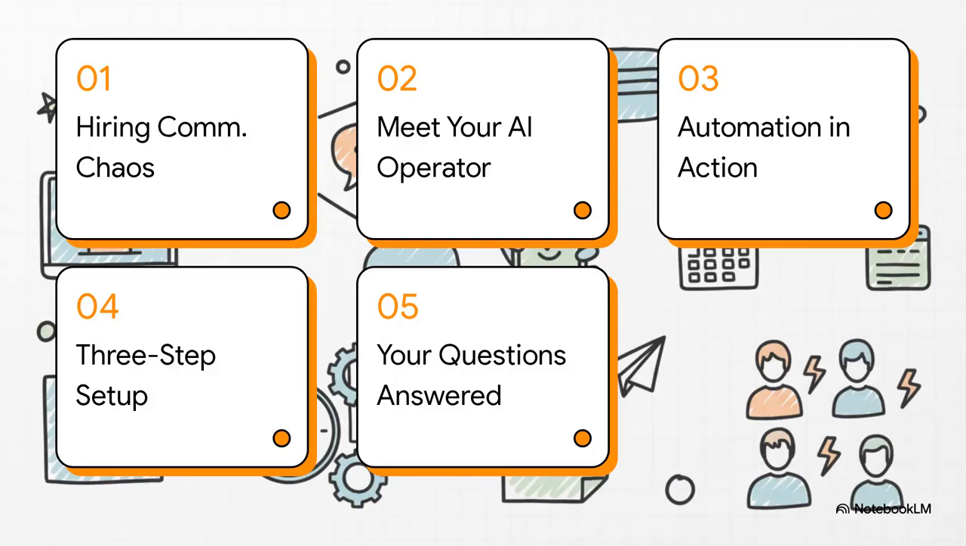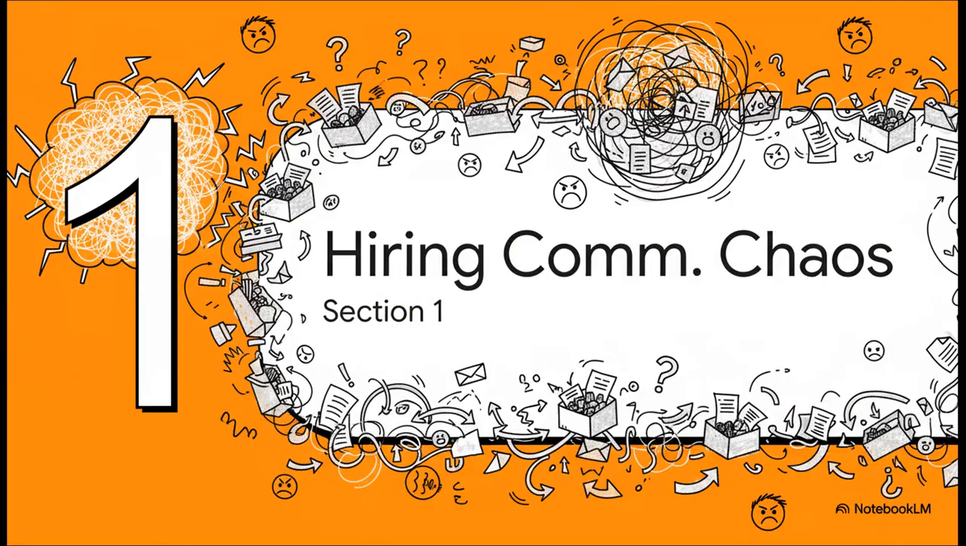All right, so here's our game plan. First, we'll dig into the chaos of hiring communication. Then we'll meet an AI operator built to fix it. We'll see automation in action with some real numbers, walk through a super simple setup, and then tackle some of your top questions. First up, hiring communication chaos.